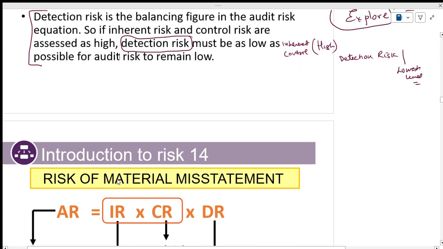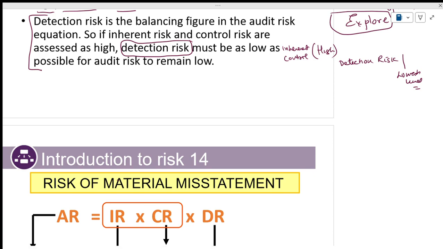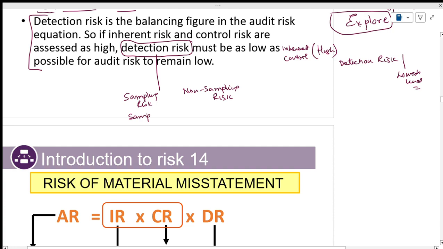What is the detection risk? Detection risk is nothing but the sampling risk and non-sampling risk. A little bit difficult, okay, the first time it takes time. Sampling risk is based on the sample size. Non-sampling risk is based on procedures.